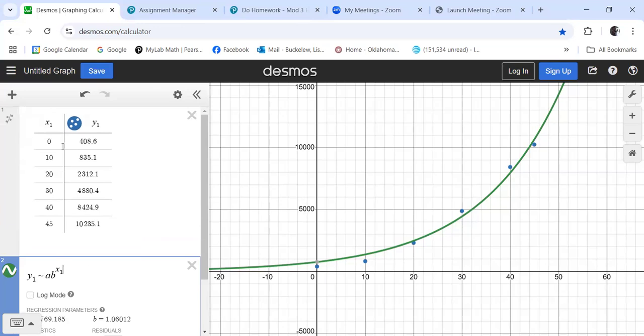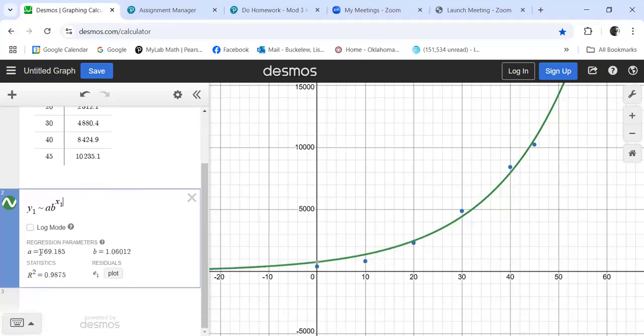But look at our table, the value when x is 0, the y value is approximately 400, a little bigger than 400. And according to the regression model down here, it's 770, and then the b value 1.06 says it's growing at around 6%. This is because the log mode button has not been switched on. I don't know why they don't just default it to have it switched on. The log button has something to do with realigning or making adjustments to your data set before you run it through the regression formula.